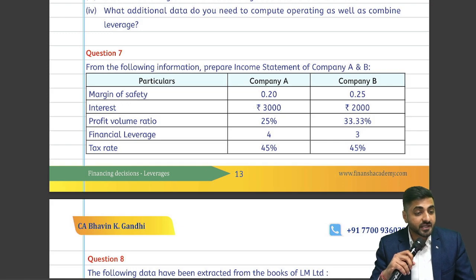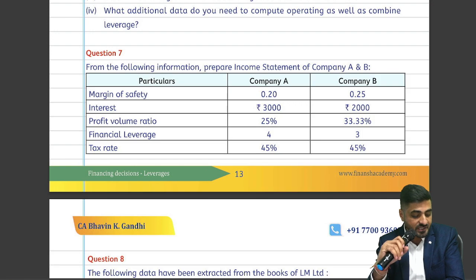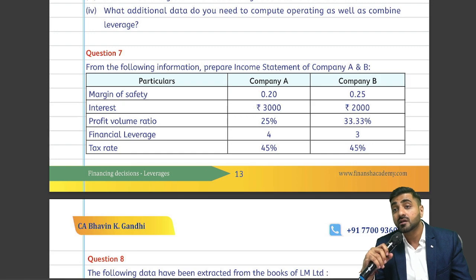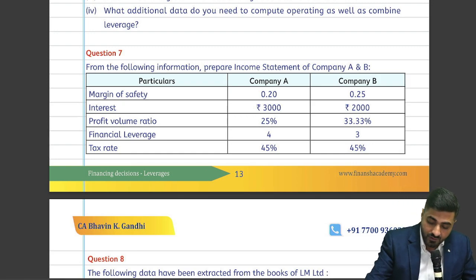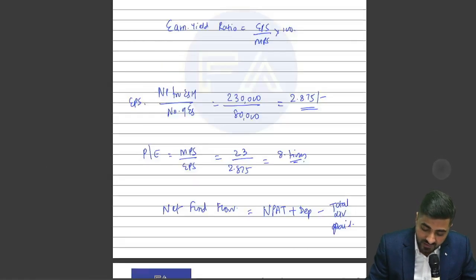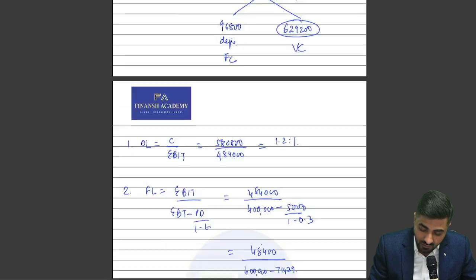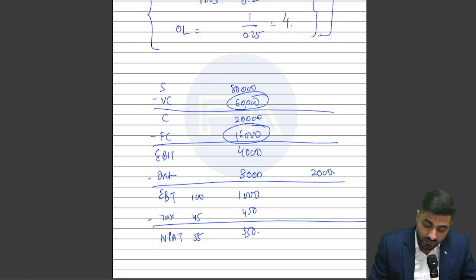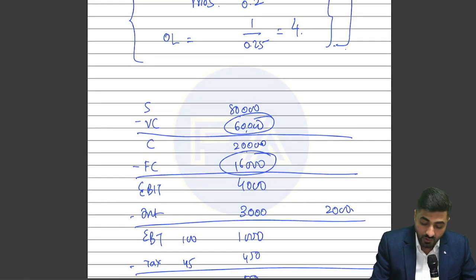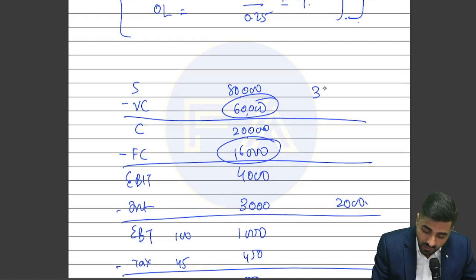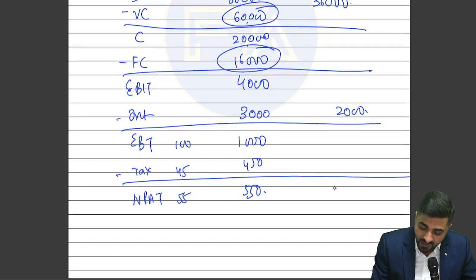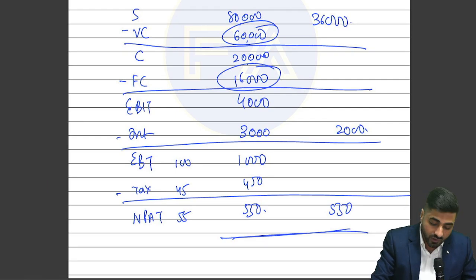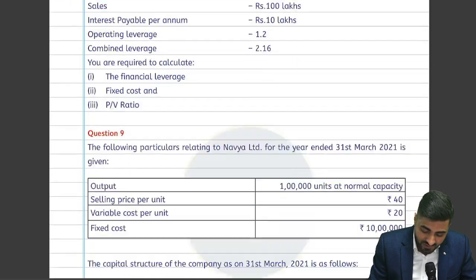Are you all ready with the income statement? What is the amount of the sales coming next? What is the amount of your variable cost? In the income statement, your sales should be coming as how much, beta? Your NPAT is coming as 5. Are these the answers which you all are getting? So this was regarding margin of safety.